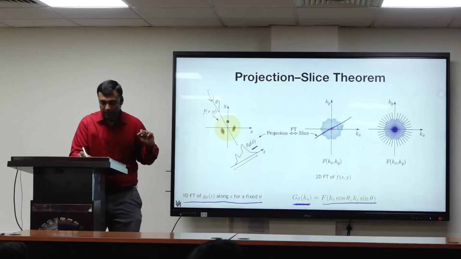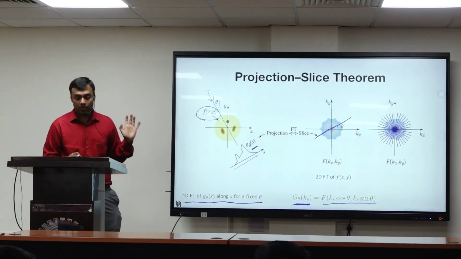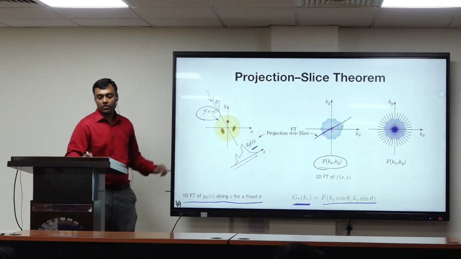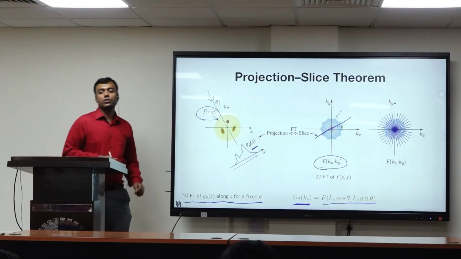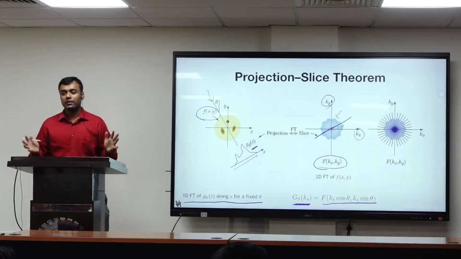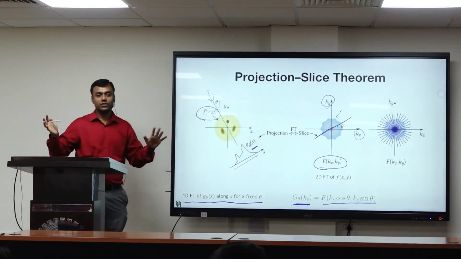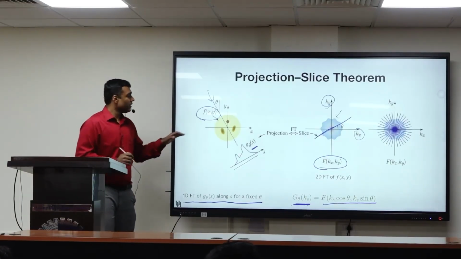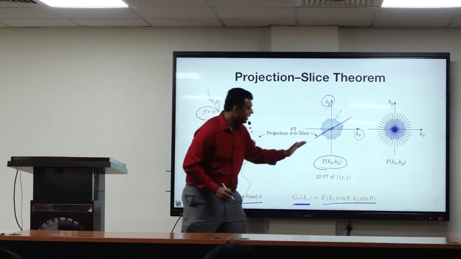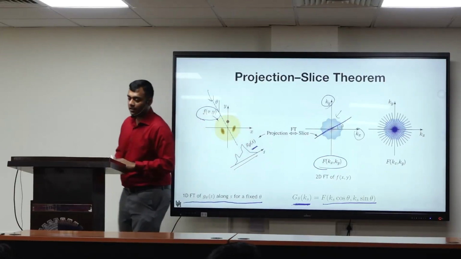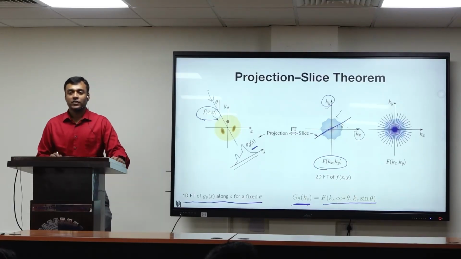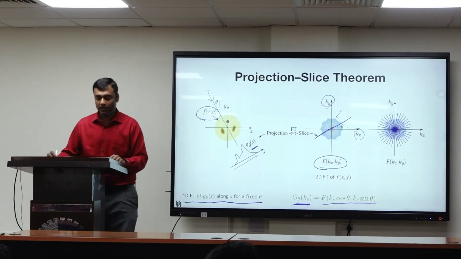So let's say f(x, y) is the object. Take the Fourier transform of the object. So in the two-dimensional Fourier domain, where you have k_x and k_y axes, it will have some values, right? So now projection along this direction is equivalent to taking a slice of the Fourier domain at an angle theta to the x-axis.